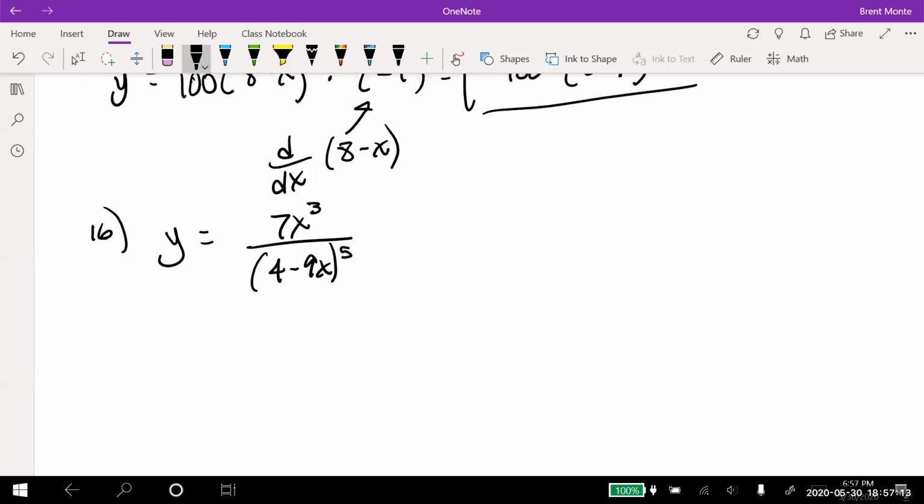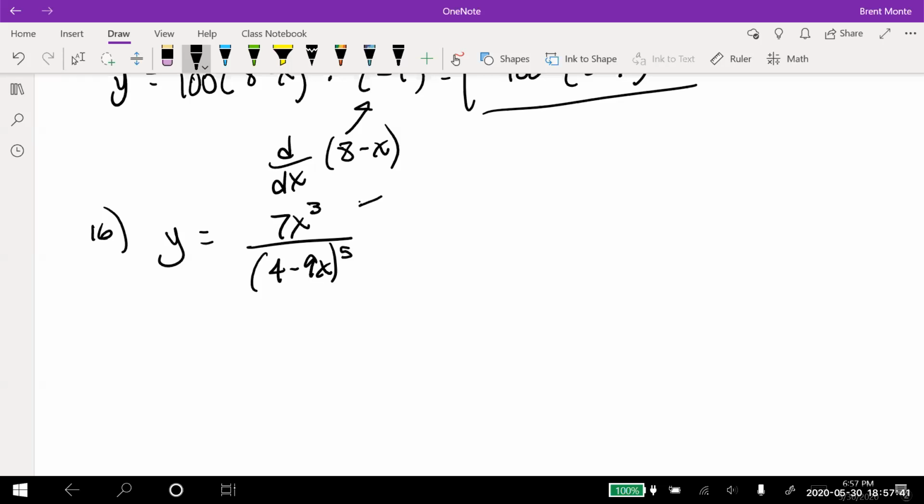Now, here's what I notice. On the top is not a composed function, because what we're raising to the 3rd power is just x. Not 7 plus x all raised to the 3rd power, nothing like that, just x to the 3rd power. But on the bottom, it's not x to the 5th power. It's 4 minus 9x to the 5th power. So when I take the derivative of the bottom, I need the chain rule. When I take the derivative of the top, I do not.